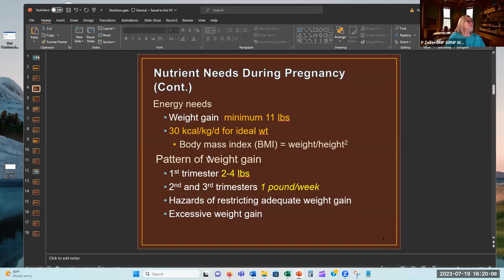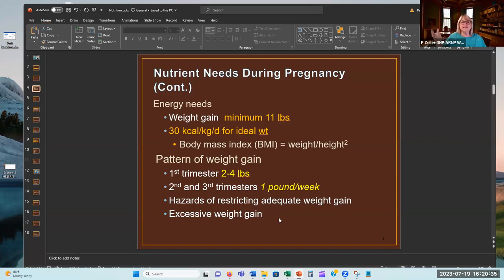Okay. So then for the second and third trimesters, half a pound, a pound a week, a pound and a half. It depends where they are. If they're normal weight, about a pound per week. We don't tell them to cut back on your carbs, cut back on your fats, cut back on your salt. We don't teach any of that during pregnancy.